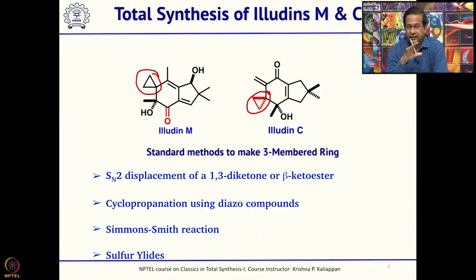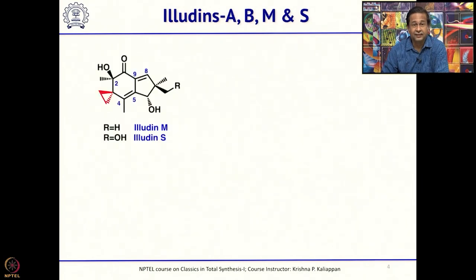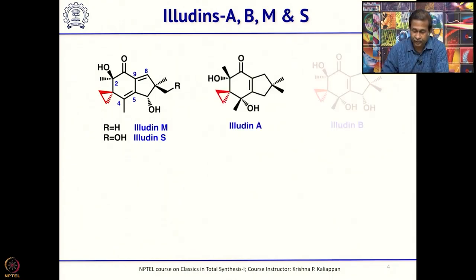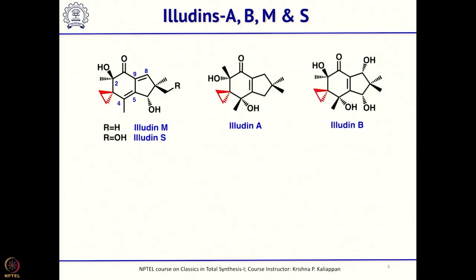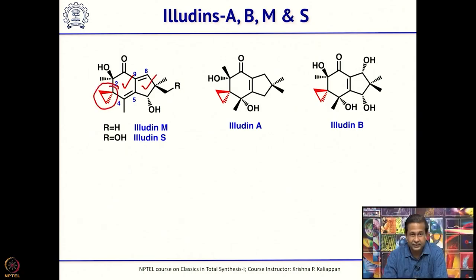But as I said, in this particular synthesis, we not only talk about how to make cyclopropane, but also how other rings can be made. Okay. So let us move to the real natural product. So Illudins, there are many Illudins. Here I show a few Illudins like Illudin A, Illudin B, Illudin M and S. All of them you can see having three rings. Two are fused together, that is the six-membered and five-membered, they are fused together. And here the six and three, they are spirofused together.